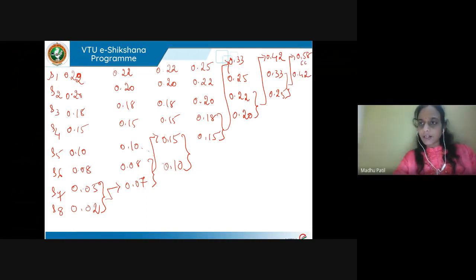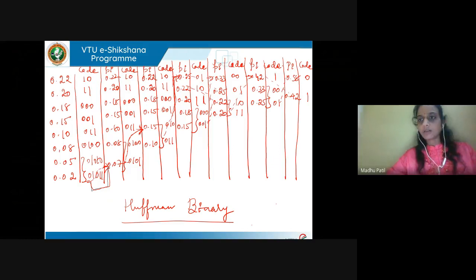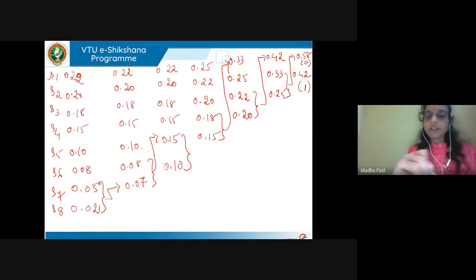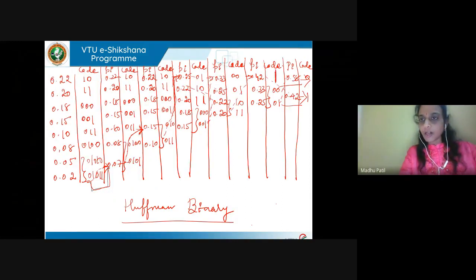For 0.58, I use the code 0, and for 0.42, I write the code 1. So I have these two, 0.58 and 0.42: code is 0, code is 1. Now I have to come back and do the coding for the rest of the probabilities. For 0.42, the code is 1, I write it as it is. But 0.33 and 0.25 form a composite symbol 0.58 with code 0. So that 0 I write as it is for both, and one more 0 and 1. Next, 0.33 has code 00, and 0.25 has 01.